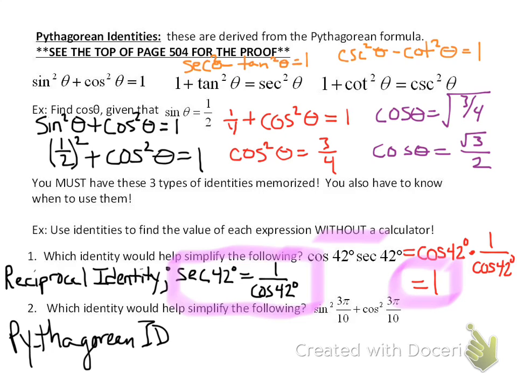Okay, so my Pythagorean identity says that sine squared theta plus cosine squared theta equals 1. So sine squared of 3 pi over 10 theta plus cosine squared of 3 pi over 10 theta. Because these are the same two angles, when I add them together, I get a sum of 1.